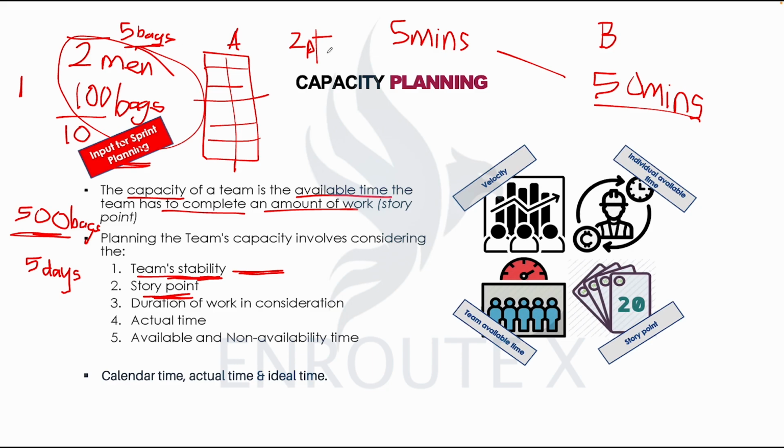And the rest, the risk, and all of the factors, right? Then, of course, the duration of work is considered, just as we've seen here. Then the actual time to work is also considered. Then available and non-available time. We'll see this availability relating more to the stability of the team. I used availability to explain stability.